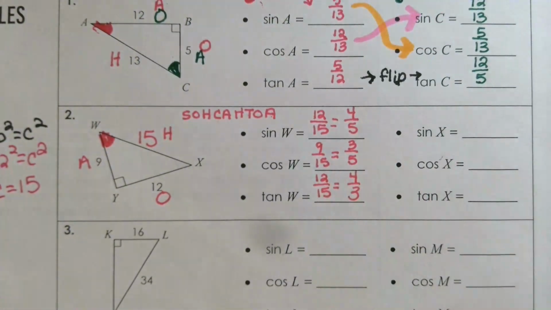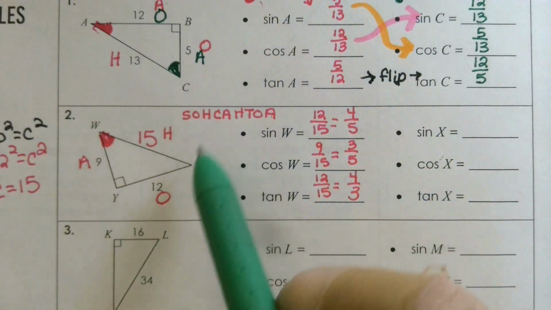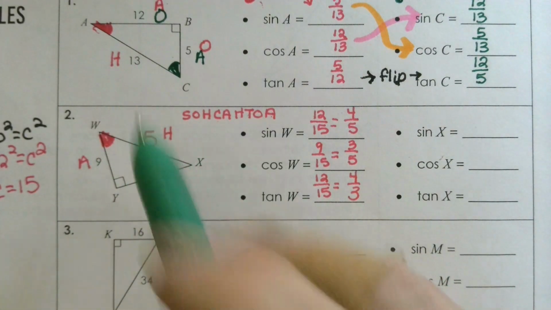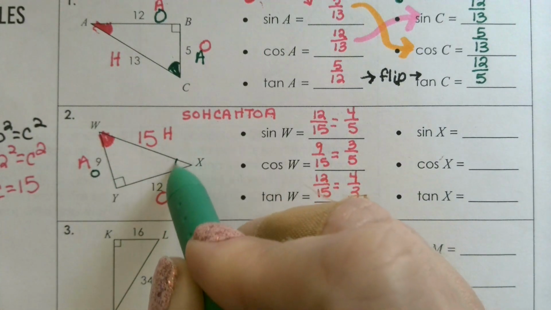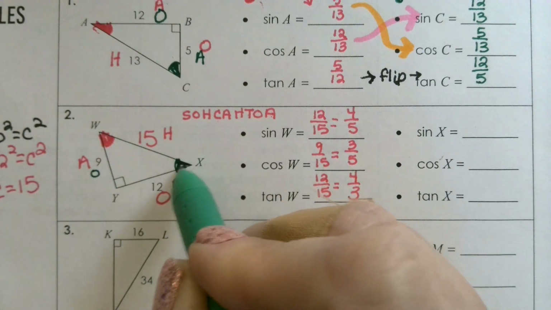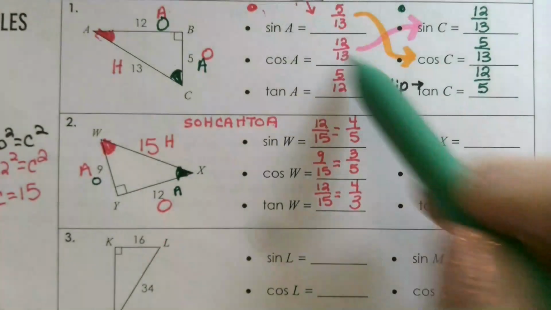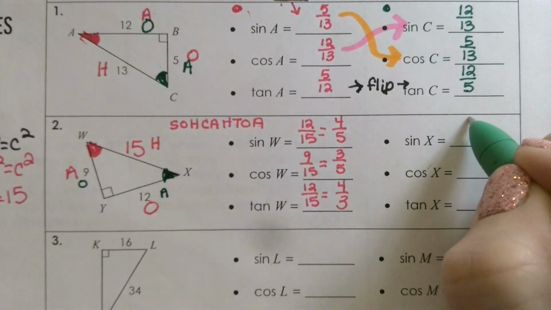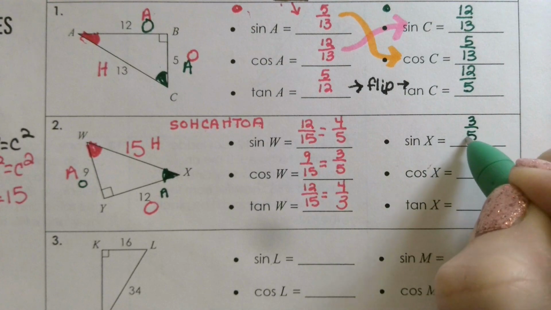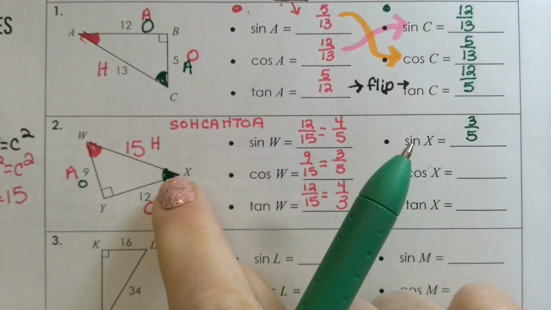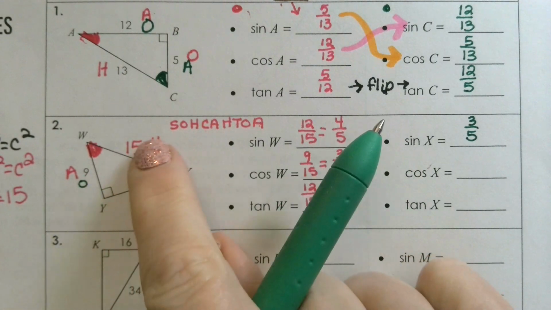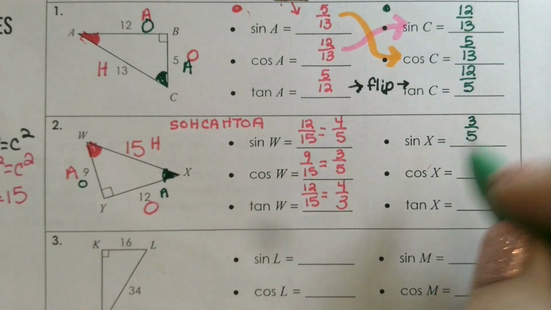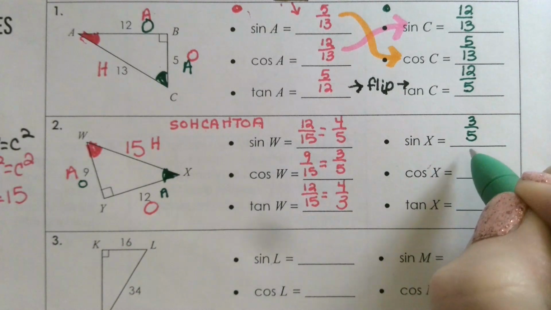Okay, now to get the other answers, I could go back in and use my green pen and label this my O and this my A. But I don't have to because I know this little shortcut here. I know this answer is going to be 3 over 5. So sine is opposite over hypotenuse. 9 over 15 reduces to 3 over 5. Cosine is going to be 4 over 5.